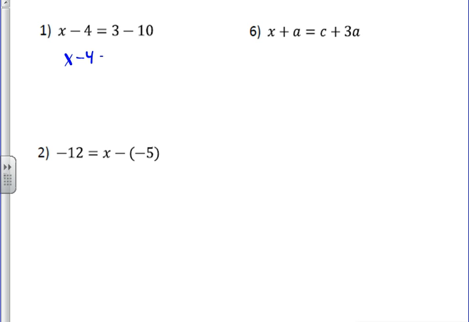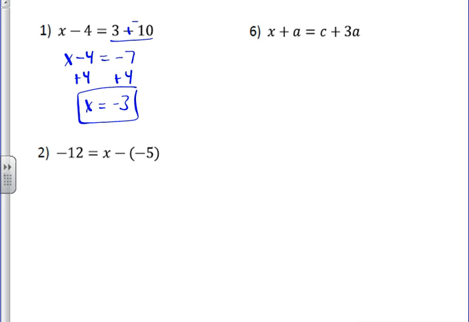If you can simplify one side of the equation, 3 plus a negative 10, do it. Don't try to solve this problem without doing that. So 3 plus a negative 10 is negative 7. Now this is just a simple one-step equation. You need to get the variable by itself. So you're going to add 4 to both sides and get x equals negative 3.